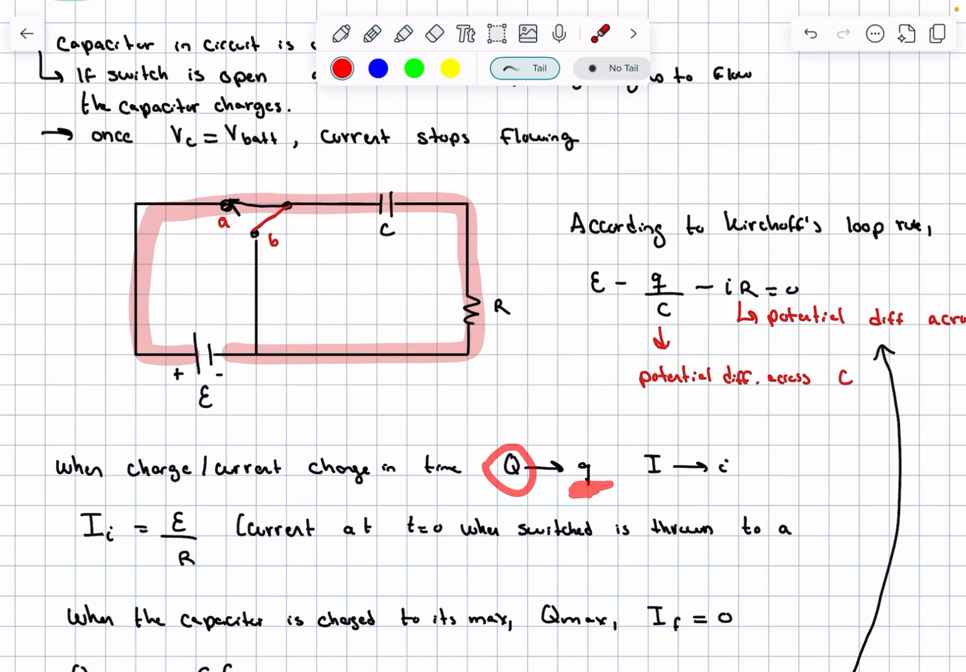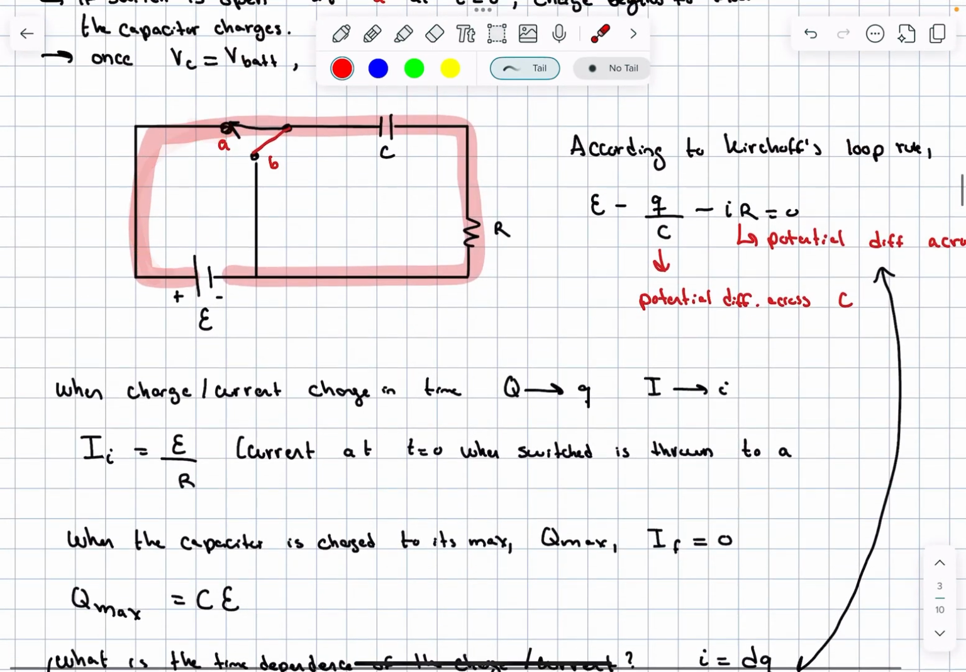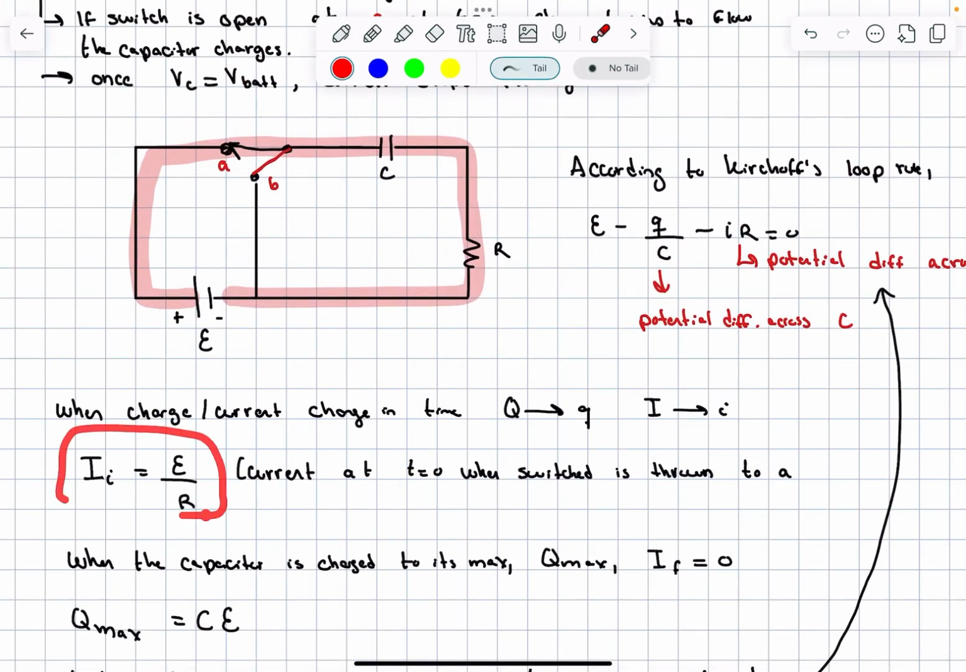Now, when charge or current is changing in time, instead of saying capital Q, we're just going to say little q. Instead of capital I, we go with little i. Now, I initial though, so right when we flip the switch here, there's going to be a current that starts flowing. And right at that point in time, the current is equal to E divided by R. So this is what it looks like initially.